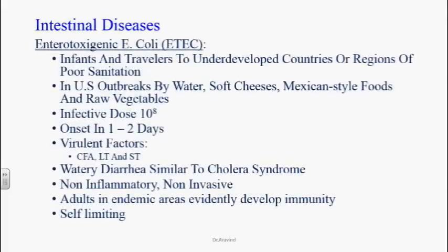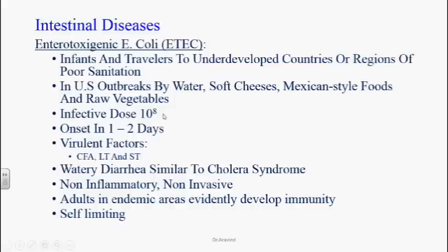Intestinal diseases: enterotoxigenic E. coli strains, we can call it ETEC. These enterotoxigenic E. coli strains can cause travelers diarrhea or infantile diarrhea, normally seen in infants and travelers to underdeveloped countries or regions of poor sanitation. In the US, outbreaks occur by water, cheese, Mexican style food ingestion, or by raw vegetables.